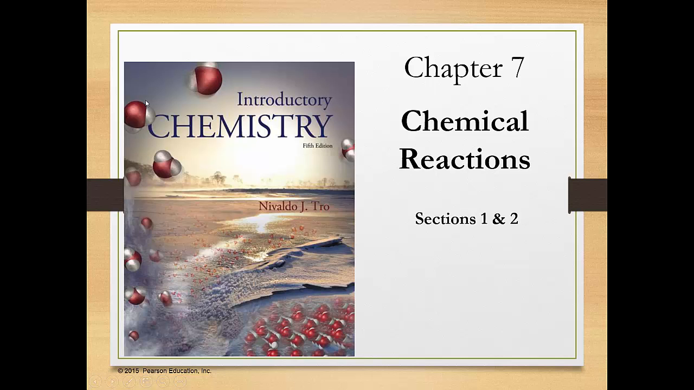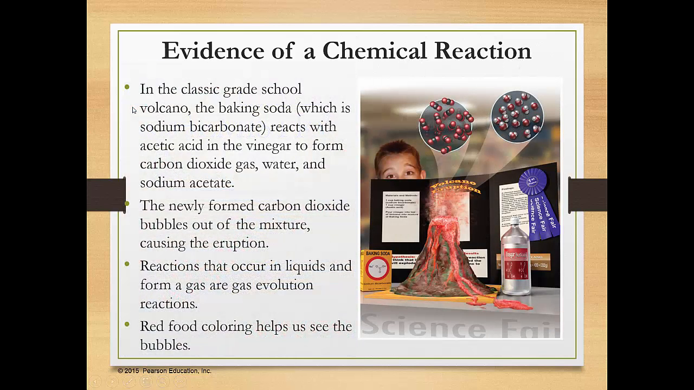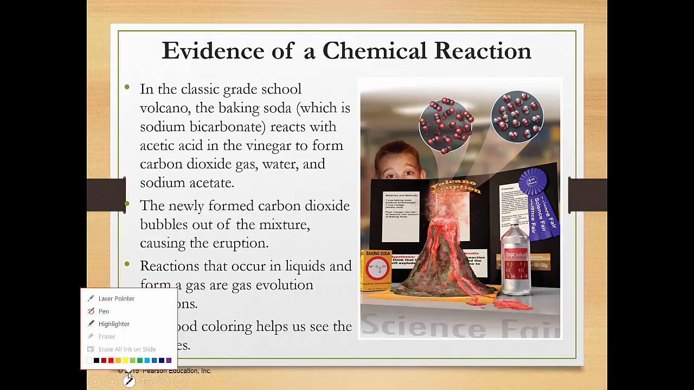In the first two sections of Chapter 7, we will start looking at the evidence that you find for chemical reactions. So let's get our pen here just in case we need it. We've talked a little bit about that classic science fair project, the baking soda and vinegar volcano. And we talked about the fact that it's an endothermic reaction. It's actually a cold volcano.